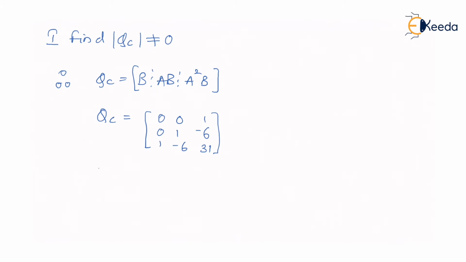Now we need to check the determinant of QC, what is the value. If you try to solve the determinant of QC, it becomes equal to -1, which is not at all equal to 0. Therefore I can say the system is controllable, and controller design is possible. Now let us go with the concept of the matching coefficient method, where we need determinant of sI minus A plus BK is equal to the desired expression.